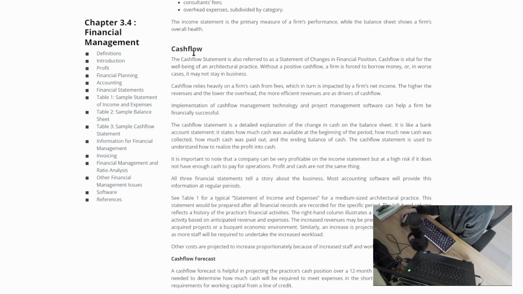Cash flow. The cash flow statement is also referred to as a statement of changes in... of cash flow, a firm is forced to borrow money, or in worst cases, it may not stay in business.